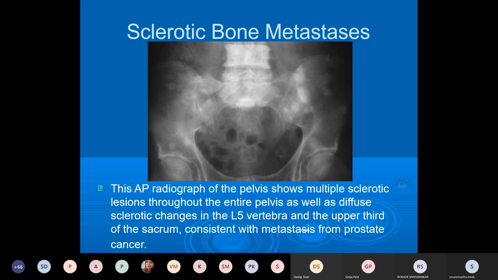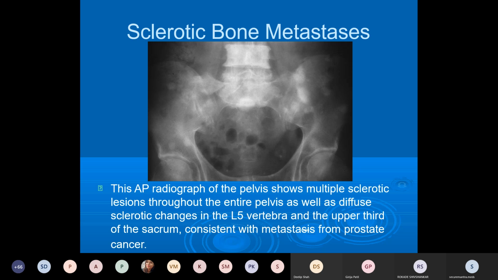This is the AP radiograph of the pelvis, and it shows multiple sclerotic lesions. You can see the multiple radio-opacities here. These are the multiple sclerotic lesions throughout the entire pelvis, as well as diffuse sclerotic changes seen at the vertebral level of L4 vertebra and the upper third of the sacrum. So this is the upper third of the sacrum, L4, L5 vertebra, and diffusely distributed sclerotic lesions in the pelvis.